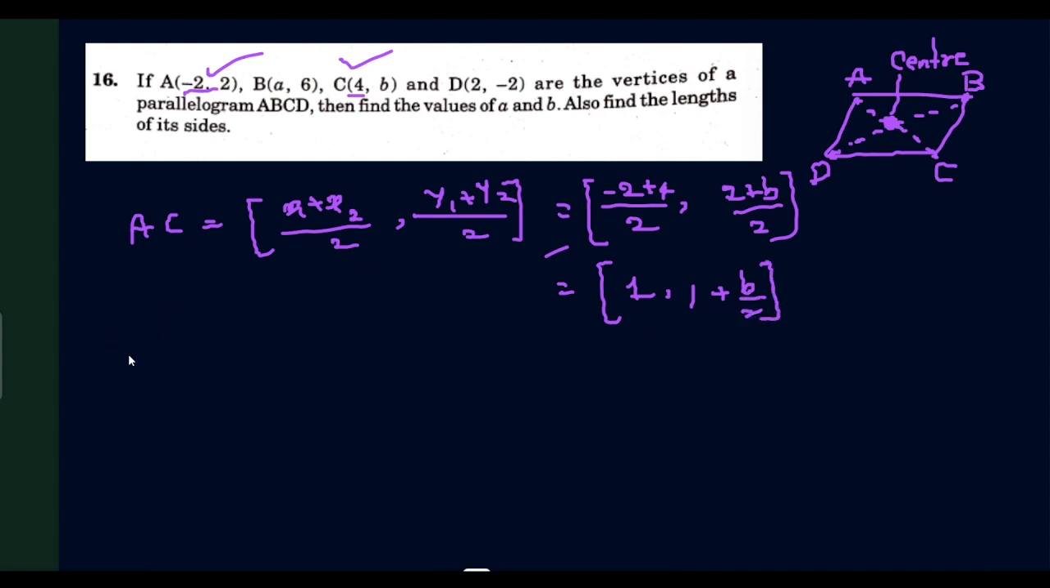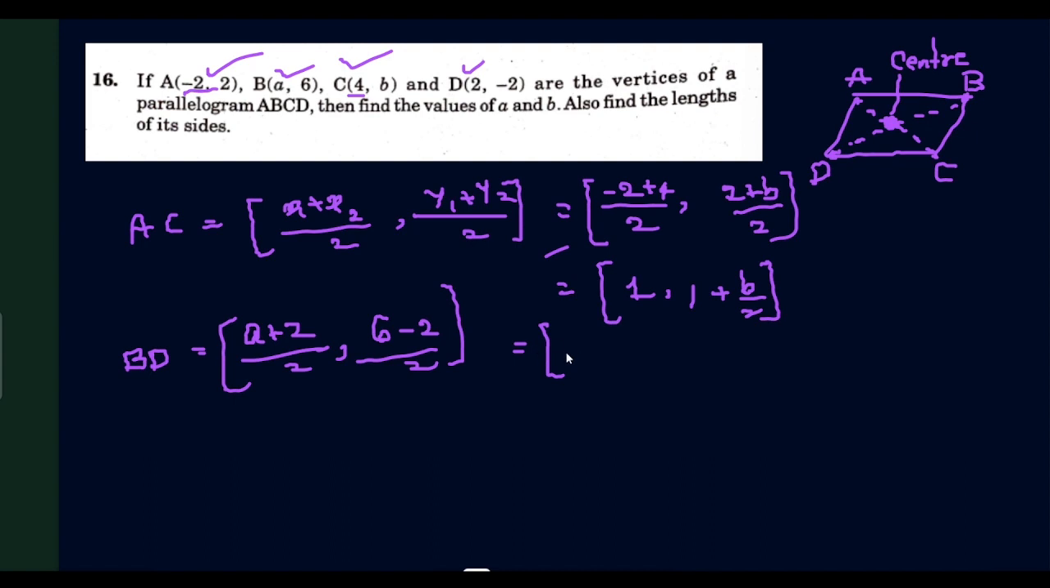Now we have B and D. B and D is again the same formula. It is B and it is D. So (A plus 2) by 2, comma (6 minus 2) by 2. This value is (A plus 2) by 2, that is nothing but A by 2 plus 1, comma 6 minus 2 is 4 by 2, which is 2.